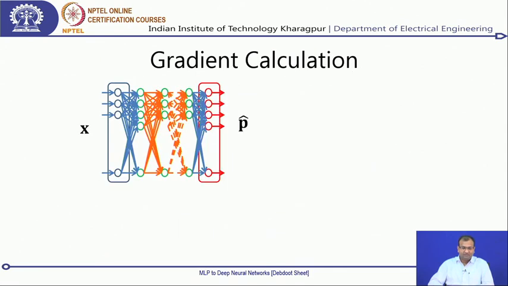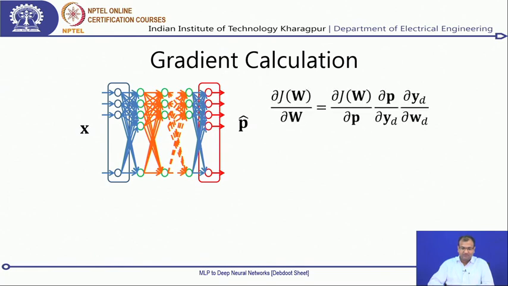So, what we do in that case is something tricky. Let us look into this small part of the network. Say I am looking at one particular layer, called the dth layer. Okay. Now, for my dth layer I can write it in terms of these partial products, which is del J of w by del p, then del p by del y, which is my output from there.